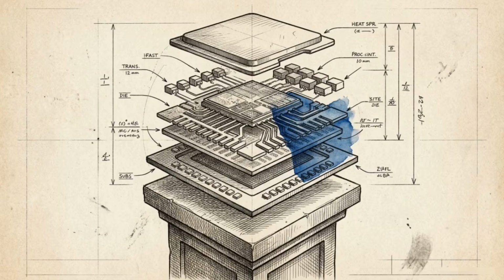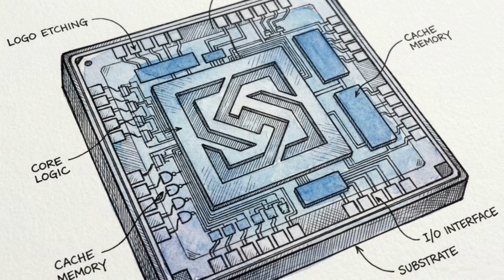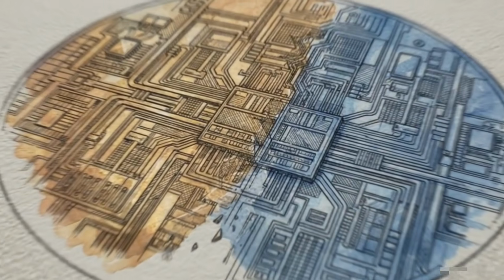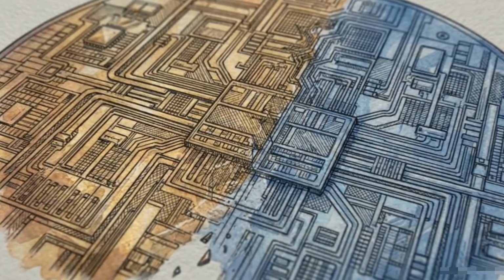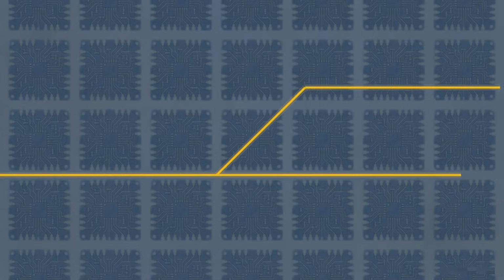For nearly 50 years, buying a computer meant making one default choice. You bought an x86 chip from Intel or AMD. It was a monopoly so entrenched that most of us never even thought about what was inside our machines. The era of that single-path default is shifting.